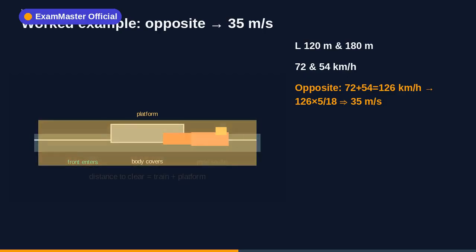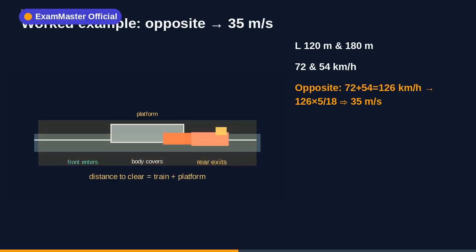Now set up opposite relative speed. 126 kilometers per hour gives 35 meters per second. Now opposite: 72 plus 54 equals 126 kilometers per hour. 126 times 5 divided by 18 equals 35 meters per second.